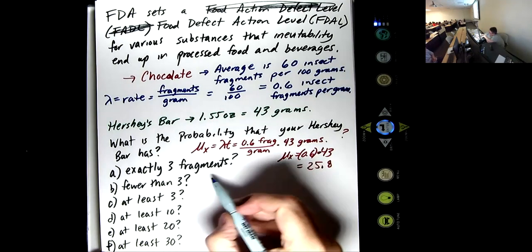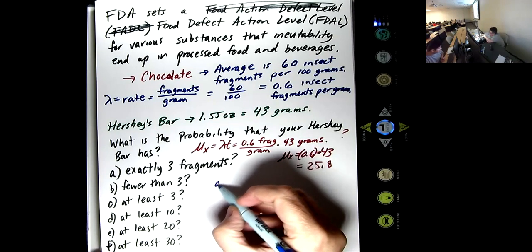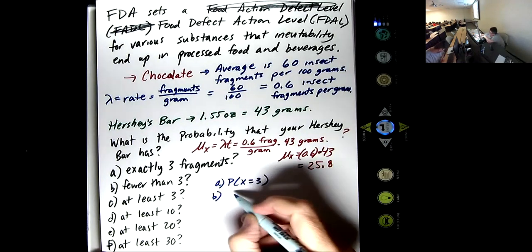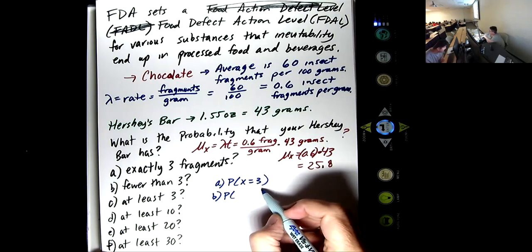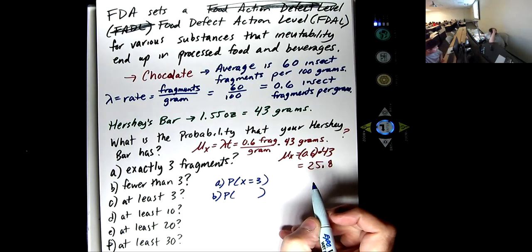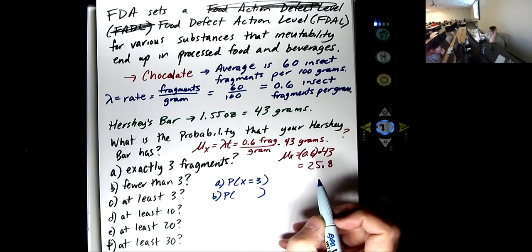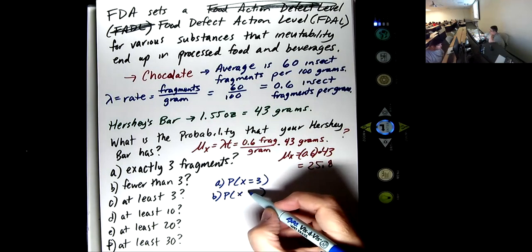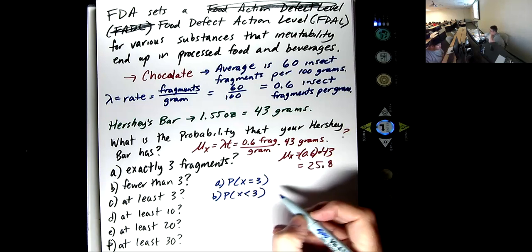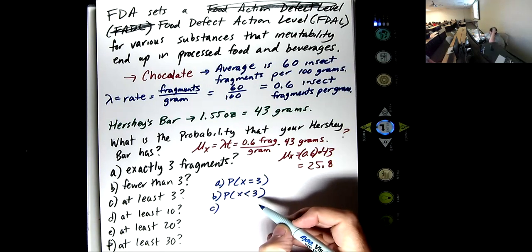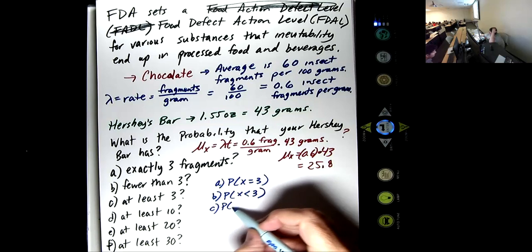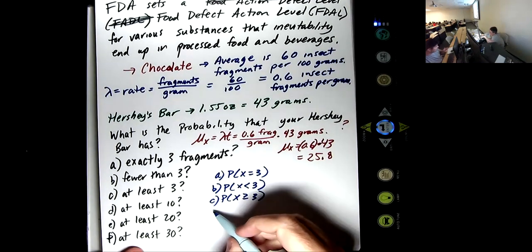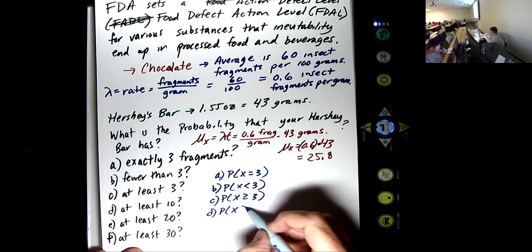So exactly 3 fragments. Let's write what each of these is. A means the probability that X equals 3. B, what does fewer than 3 mean in terms of symbols? Is fewer less than or greater than? Less. At least 3 means 3 or more, which is X is greater than or equal to 3. And I had at least on the rest of these, so all of these are X is greater than or equal to the rest.